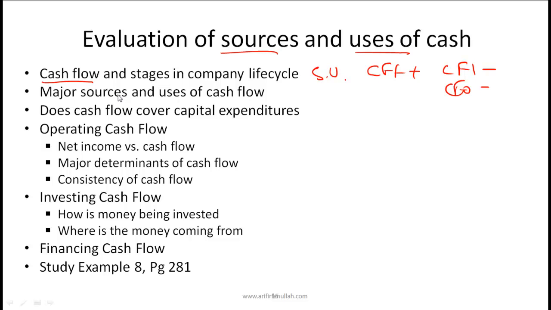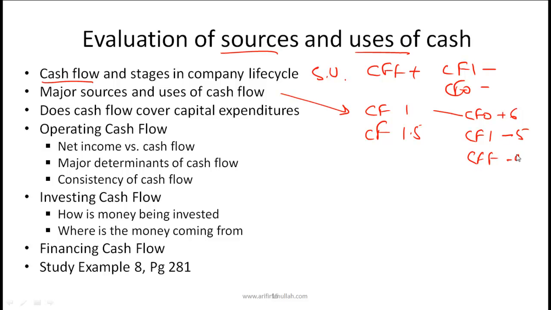You also should look at major sources and uses of cash flow. So if you simply look at something like cash beginning balance is 1 million, cash end balance is 1.5 million, this does not tell you much. But as you start looking at, say, CFO is plus 6 million, CFI is minus 5 million, and let's say that CFF is minus 0.5 million, this tells you a much better picture.